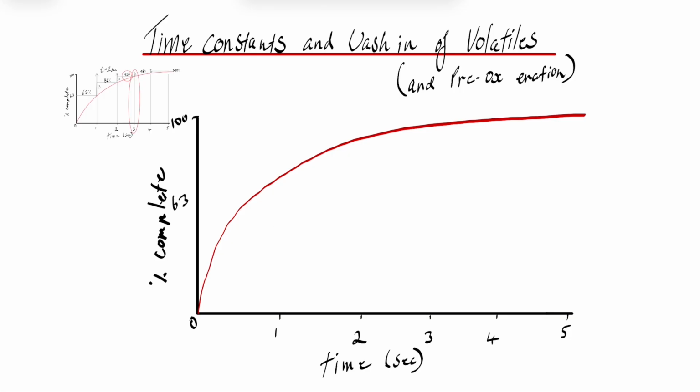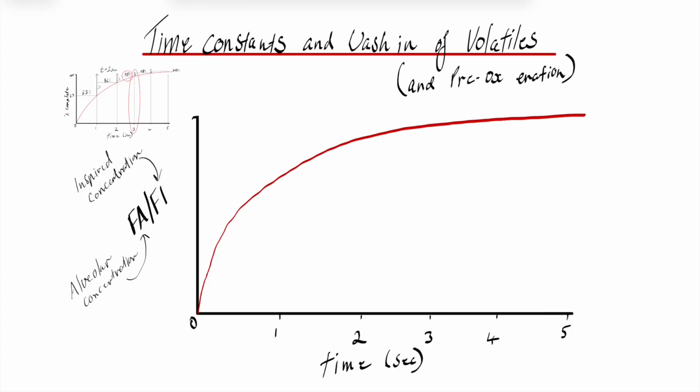On my y-axis, I have FA to FI ratio, which is the ratio of inspired concentration versus alveolar concentration. FA is our alveolar concentration, and FI is our inspired. On the x-axis I have time, in minutes, and I'm just going to use 30 minutes here as our window that we're going to measure. This graph isn't accurate in terms of time for many volatiles. I'm just using it as an example to demonstrate what we're talking about.